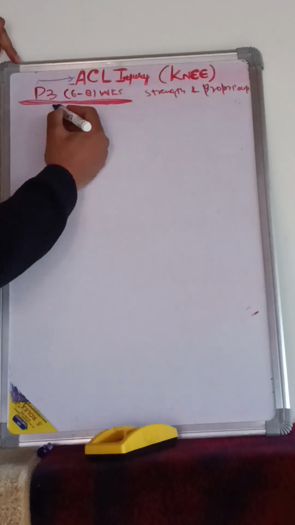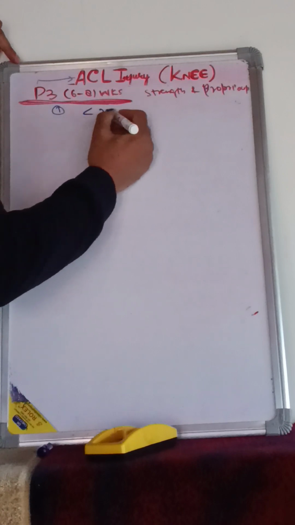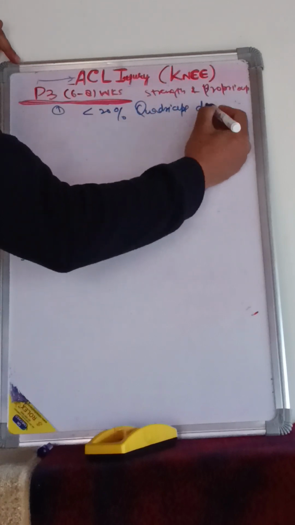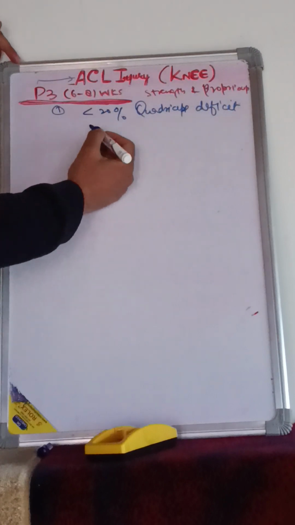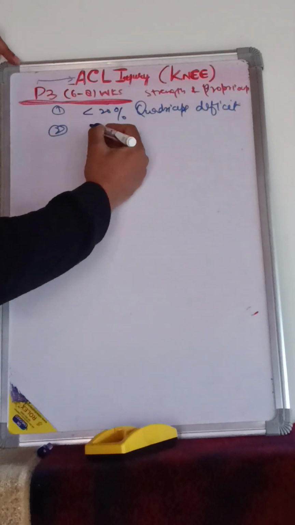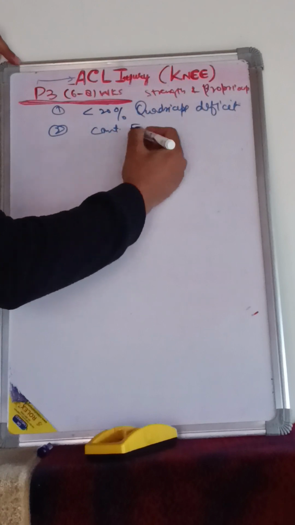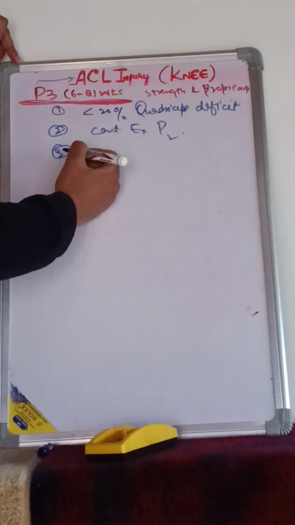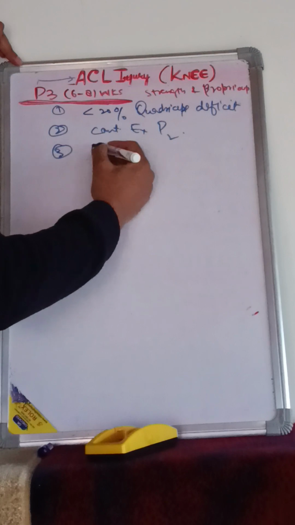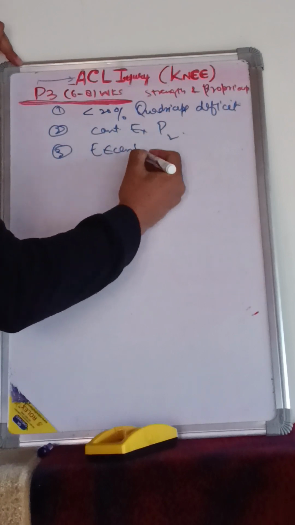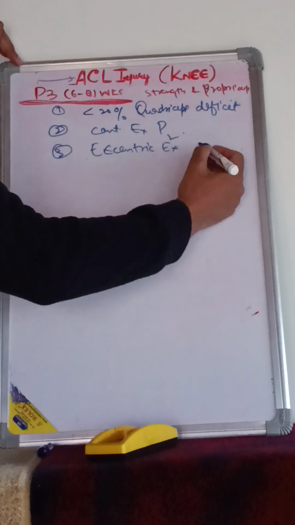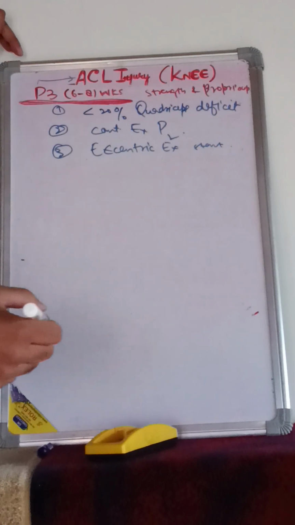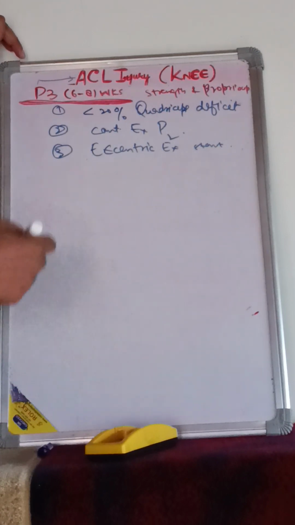In phase third, number one, you should have less than 20% quadriceps deficit. Second, you continue exercises of phase second. Plus, number third, eccentric exercises. You have to start eccentric exercises of the knee joint quadriceps in this phase.